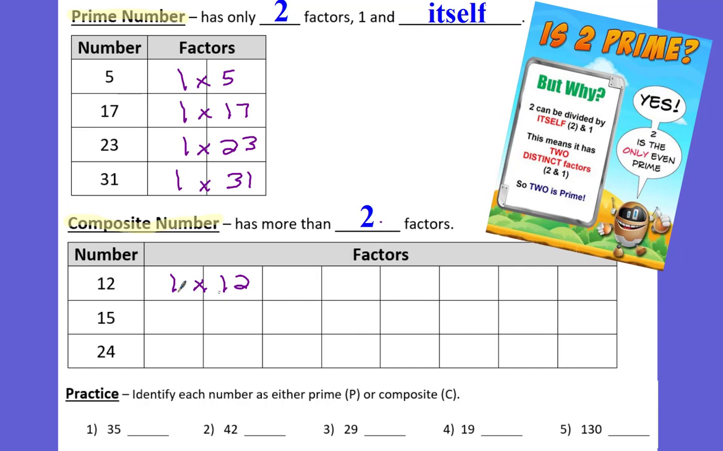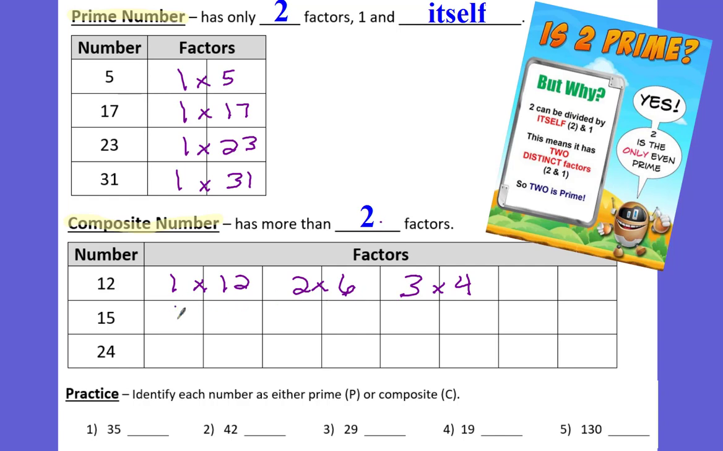So I always start with 1 and work my way up. I know 1 times 12 will give me 12. What about 2? Yes, I can multiply 2 times 6 to give me 12. I can multiply 3 times 4 to give me 12. My next number is 4, and I already have the 4, so I'm done. There are no other factors that will give you 12.